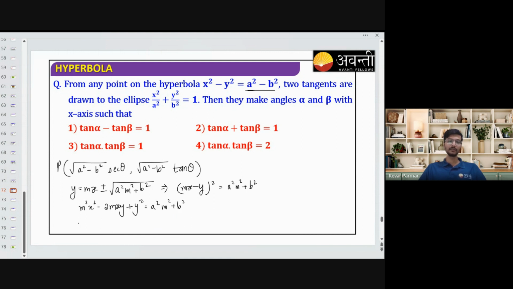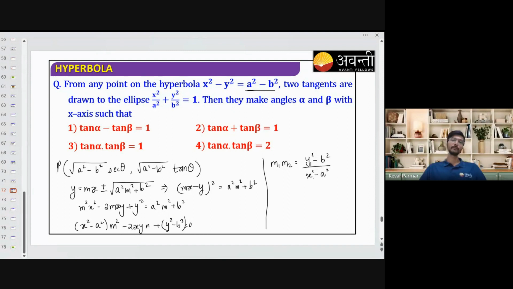So if I try to get the quadratic equation in terms of m, if I take everything on the left hand side, I'll get x square minus a square into m square minus 2xy into m plus y square minus b square equals to 0. Now this is a quadratic equation, so if I find the product of the roots, that is minus b square upon x square minus a square.